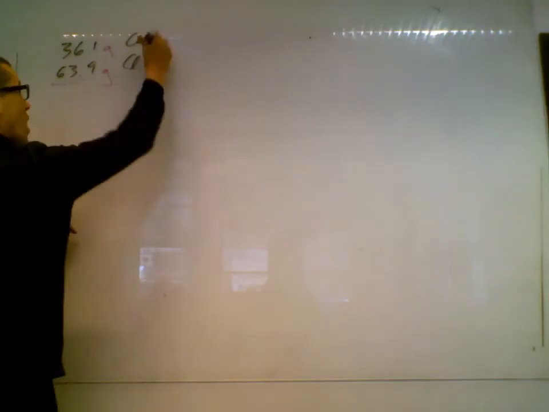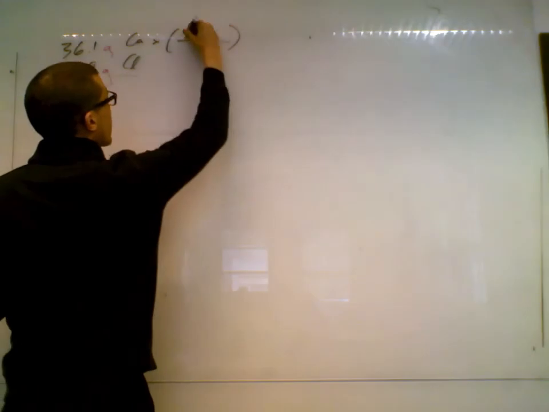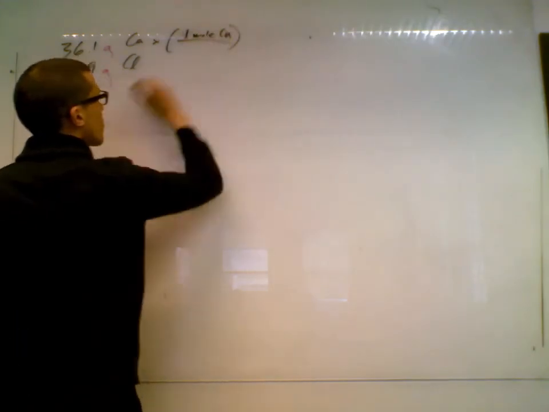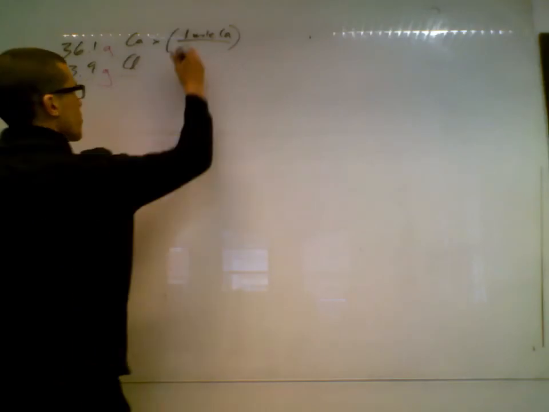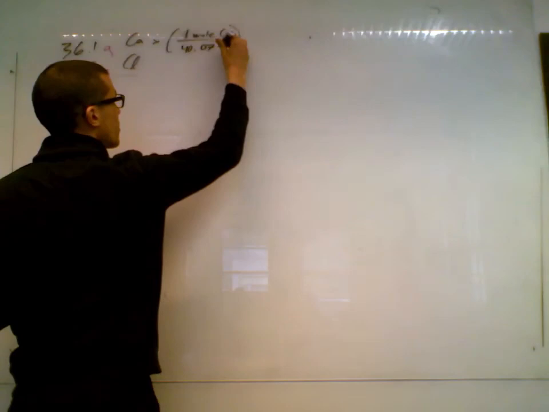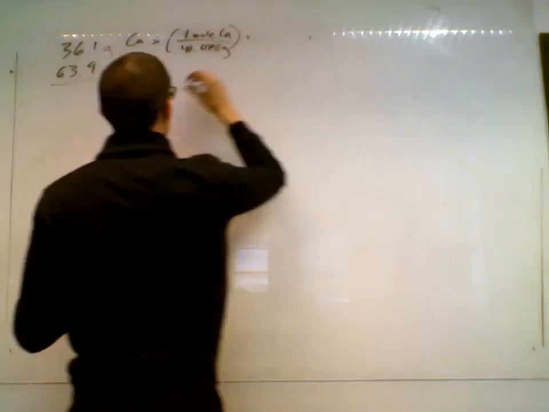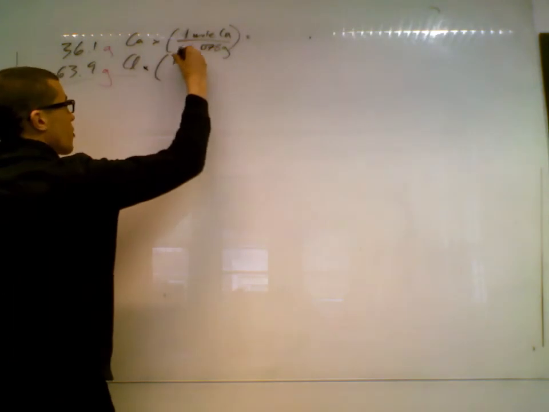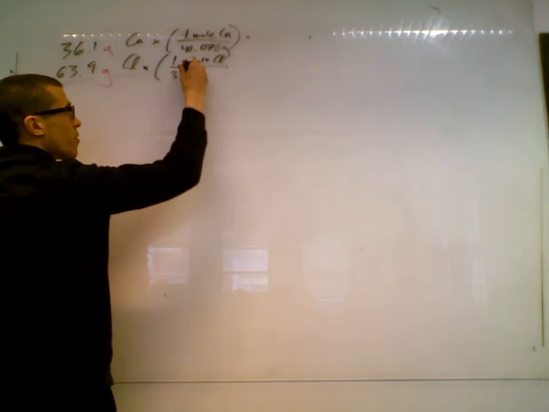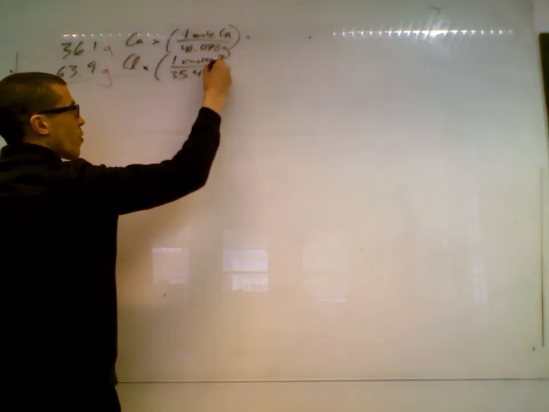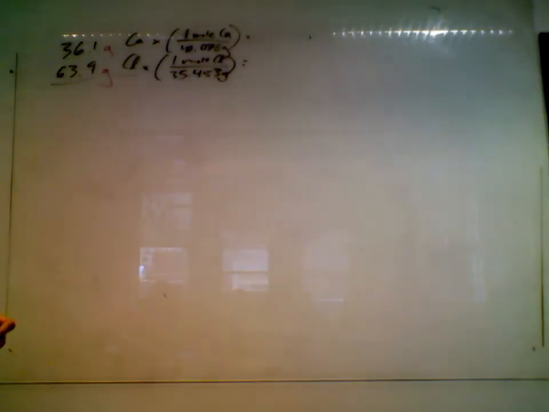That's right. So how do we convert the calcium into moles? 1 mole of calcium over the molar mass of calcium, which is 40.078. And we do the same thing for chlorine. I believe chlorine's mass is something like 35.453. Okay, so if we do this, what's the answer?